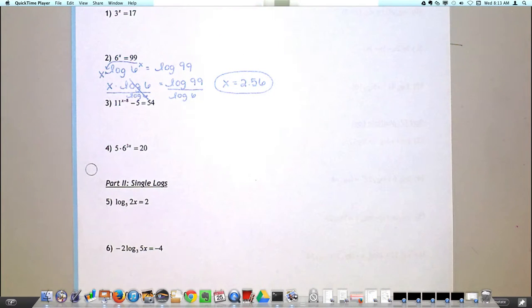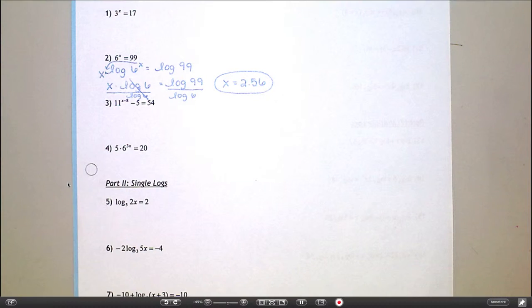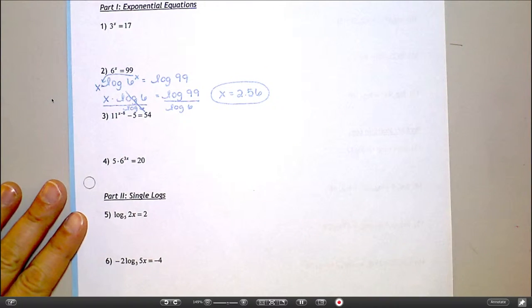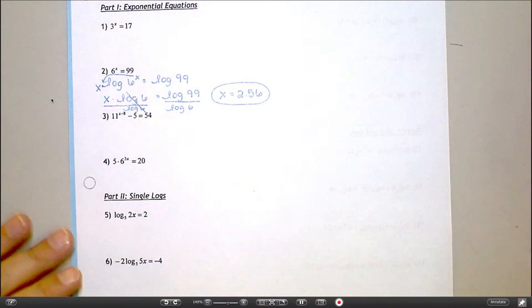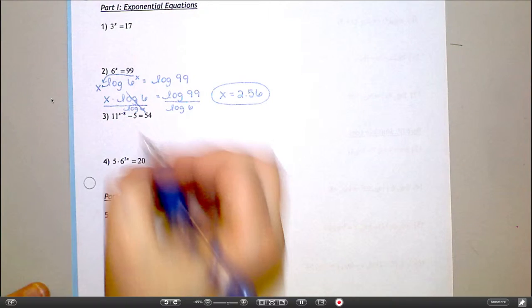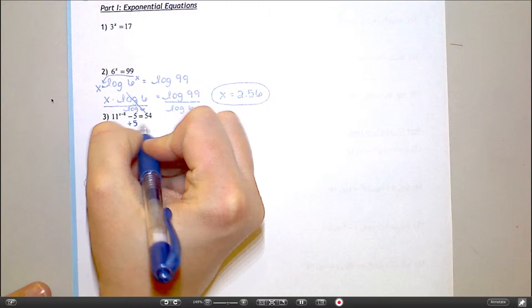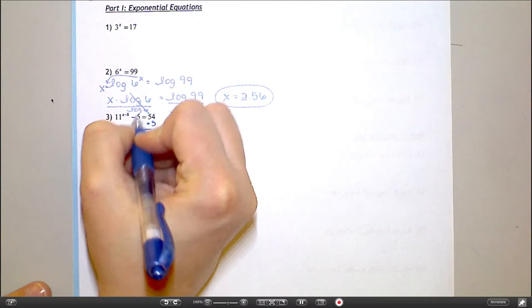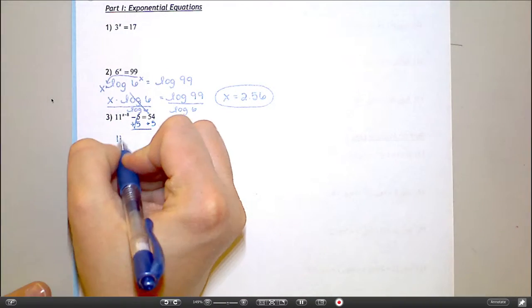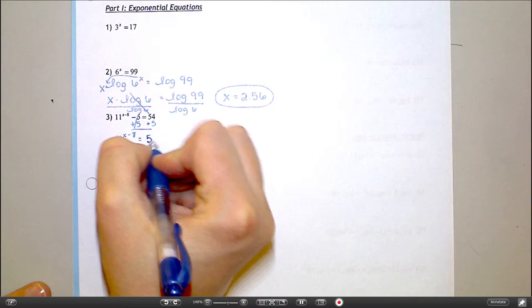Do you need to see any other ones in that section, 1 through 4? Can you do 4? That's three or 4. Okay, 3 or 4. I actually think 3 is a little harder. Well, I guess they're about the same, but we'll do 3. What do we need to get rid of before we can even start in number 3? Okay, so that minus 5, let's add 5 to each side. So now I have 11 to the power of x minus 8 equals 59.